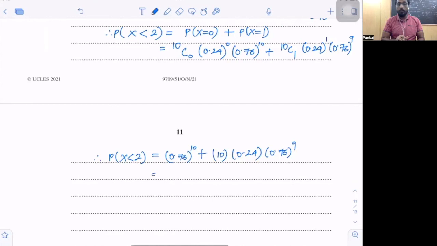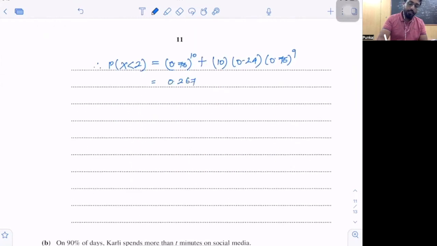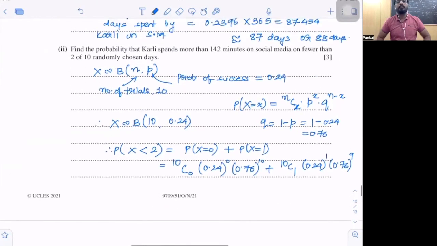So I'm going to make use of the calculator. 0.76 to the power what? To the power 10, right? Then plus 10 multiplied with 0.24 multiplied with 0.76 to the power 9. Got it? So my answer has come 0.2673. So it is just a 26.73% chance that Carla will be spending more than 142 minutes on social media on fewer than 2 out of 10 randomly chosen days.